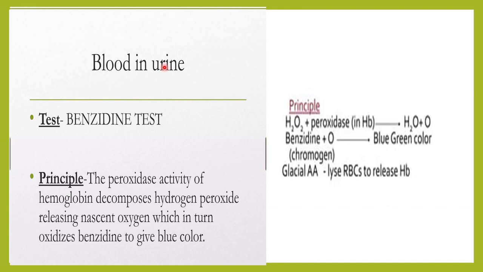So what is the principle of this dipstick test? Remember that the hemoglobin, what is there in the RBCs, whenever the patient is having hematuria, he has RBCs, and the RBCs will be having hemoglobin. So this hemoglobin has peroxidase activity. So this peroxidase activity in the hemoglobin will decompose the hydrogen peroxide which is impregnated in the dipstick, and it will release the nascent oxygen. So this nascent oxygen will oxidize the benzidine which is present to give a blue color. So this is the principle of the dipstick test.